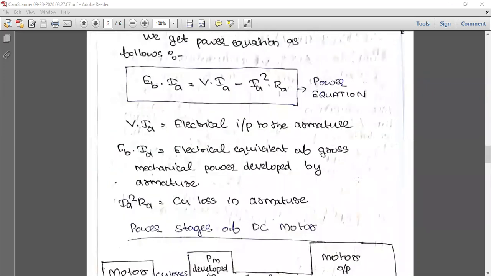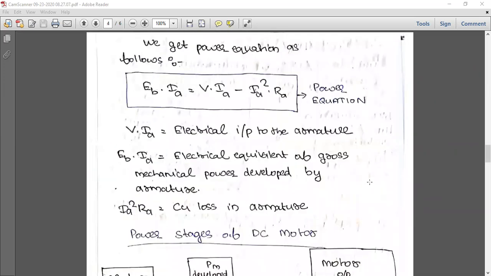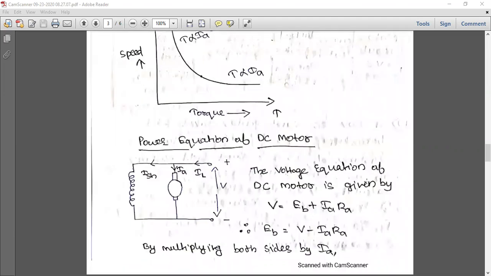Now we are coming to the power equation of a DC motor. Very important concept. So here we have a shunt connected DC motor. The voltage equation of a DC motor is given by V is equal to EB plus IA RA. Because this is a parallel connection, the voltage here will be equal to the voltage here. Therefore, the back EMF EB is equal to V minus IA RA. This we have been deriving many times now.